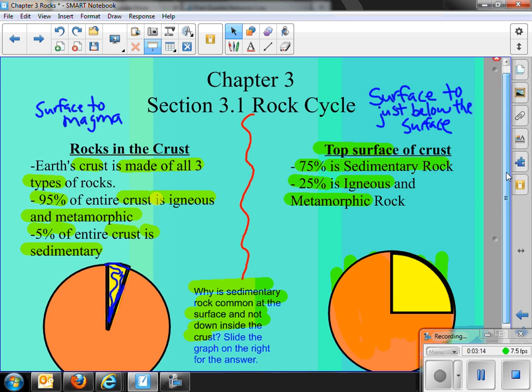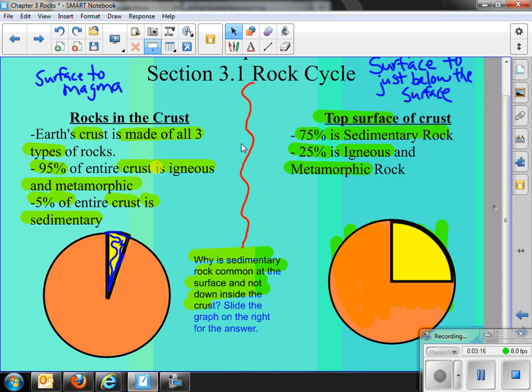This was talking about just the rocks in our crust. 95% of all the rocks on our planet are metamorphic or igneous because they're inside the earth where the magma is and where the heat and pressure are. 5% are sedimentary. Those are just sitting usually on the top of the surface of the earth. Now, if you just looked at the rocks right at the top of the surface, 75% are sedimentary, 25% are metamorphic.